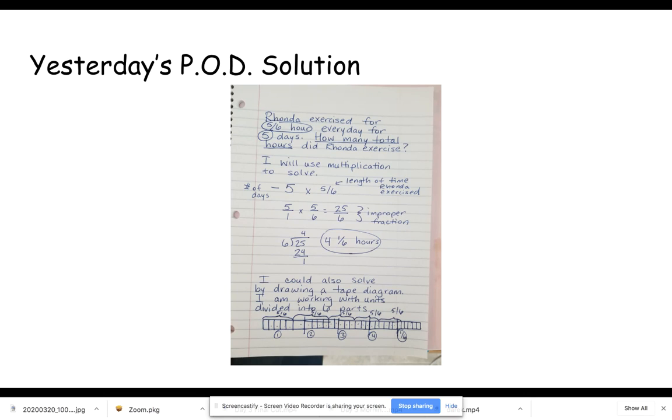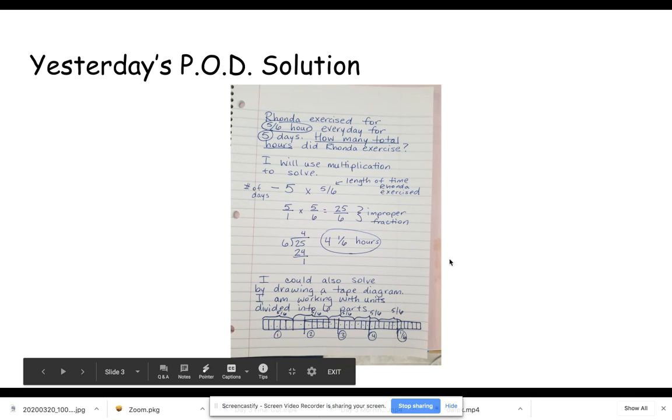The problem with that is 25/6 is improper. So when I convert it to a mixed number, my answer is 4 1/6 hours. If you didn't want to do that and you'd rather work with tape diagrams, I showed you a tape diagram at the bottom of the page. So I could also solve this by drawing a tape diagram.